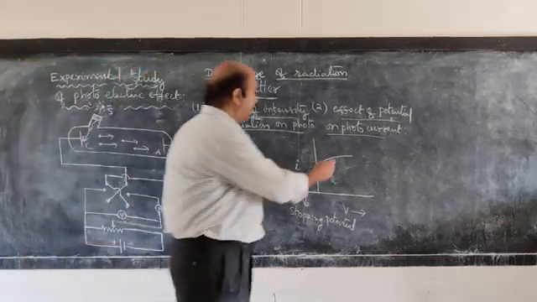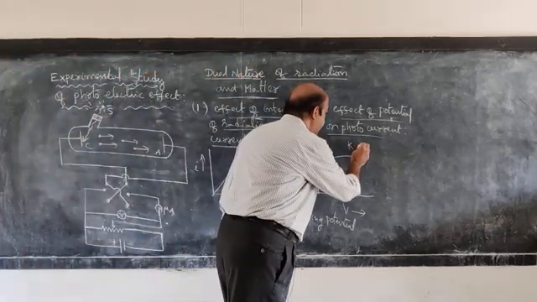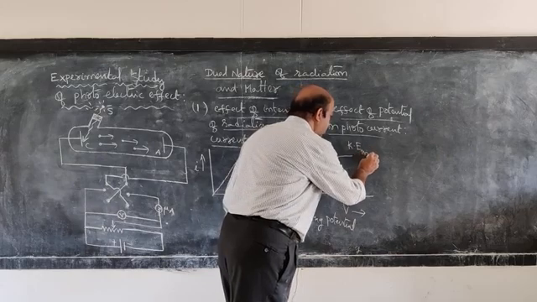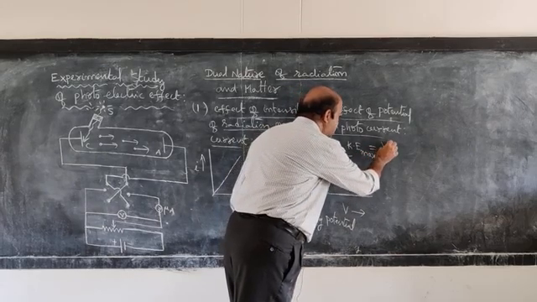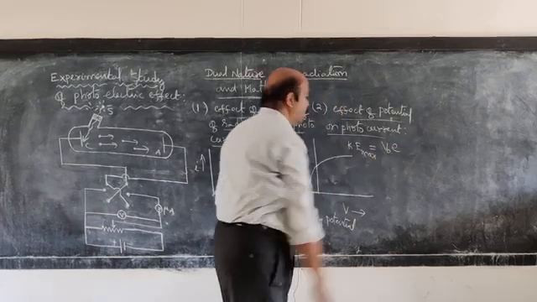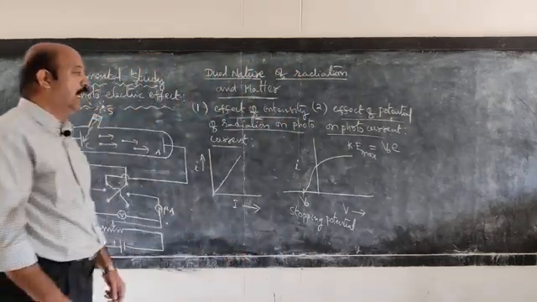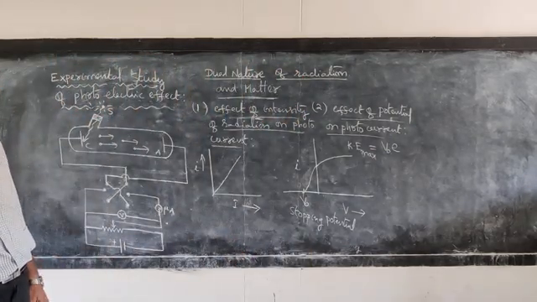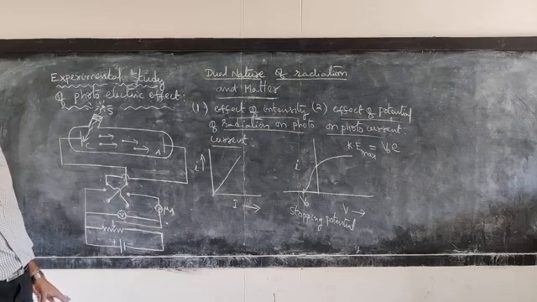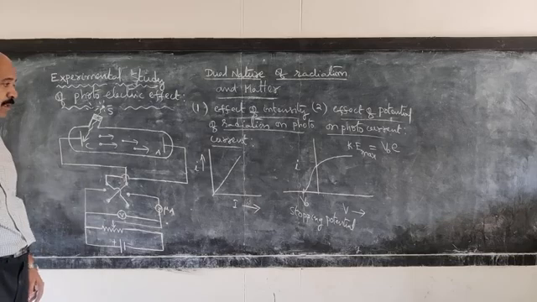Hence the maximum kinetic energy of photoelectrons is given by the stopping potential times the charge of an electron. You know that the energy is given by potential multiplied with the charge. So that is the maximum kinetic energy of the photoelectrons.